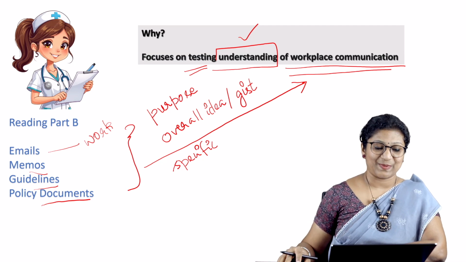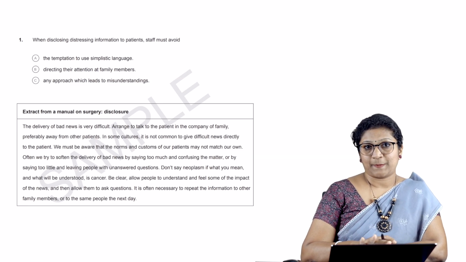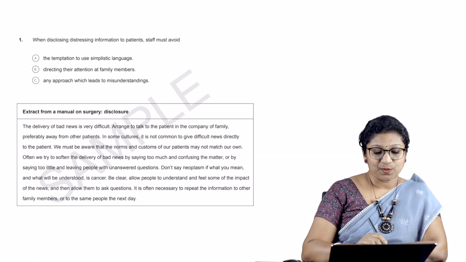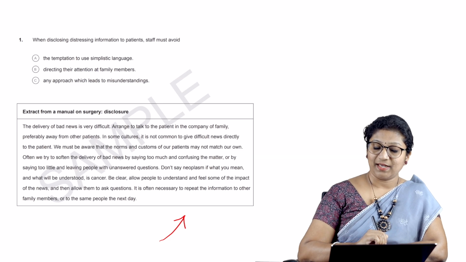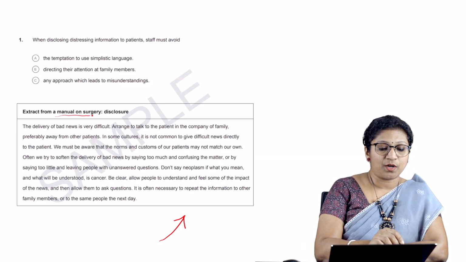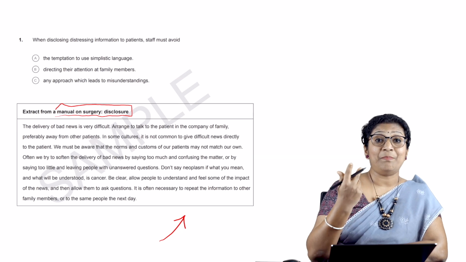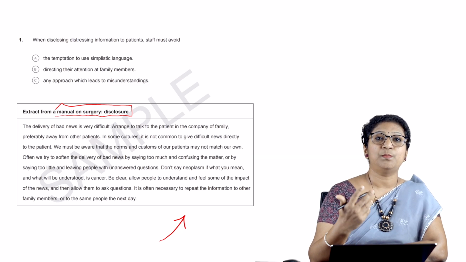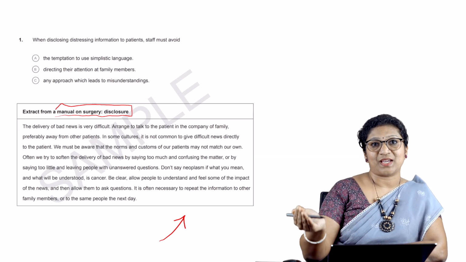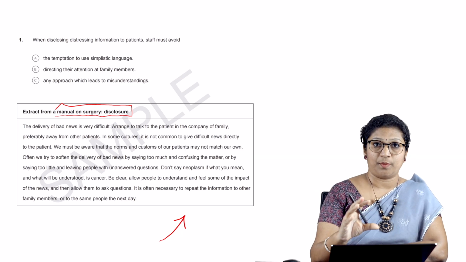So let's get started with that. First, let's understand the format of the question. This is what we were talking about, the extract. Here it says extract from a manual on surgery, and the section is disclosure. We know that a manual is a book that tells you how to do things, so a manual on surgery will be a thick document.